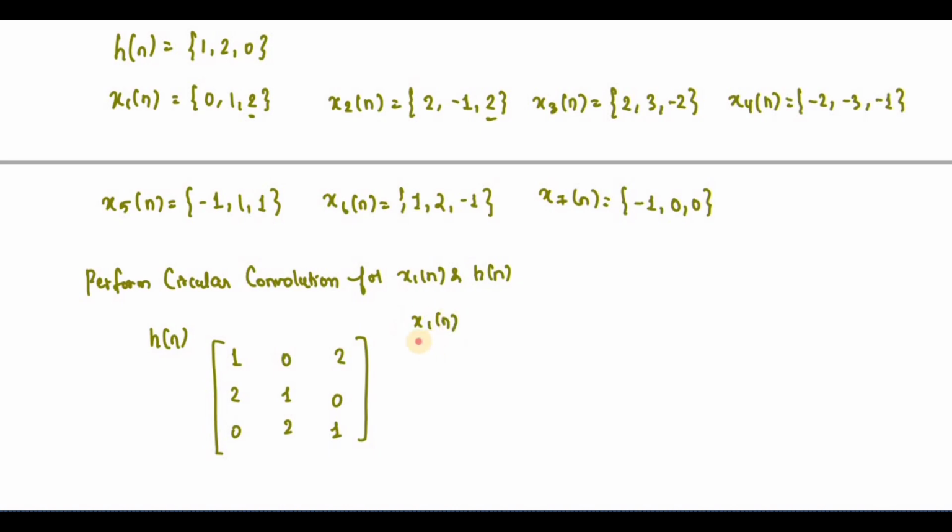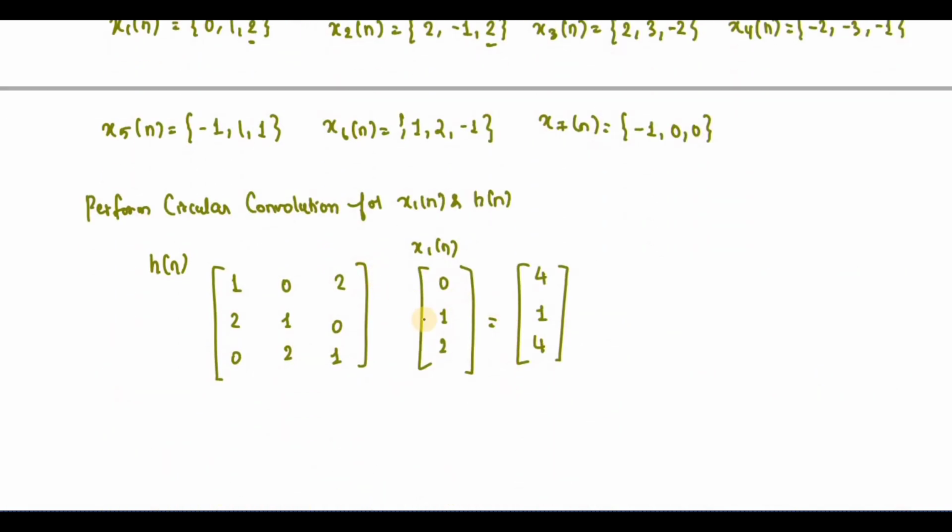And this is my x1 of n. How to write x1 of n? x1 of n is equal to 0, 1, 2. Now you have to multiply 1 with 0, which is 0, this is 0 and this is 4. Next, 2 with 0 is 0, 1 with 1 is 1 and this is 0. Next is 0, 2, 2 plus 2 is 4. So this is your answer. Next you have to perform h of n with the next block.